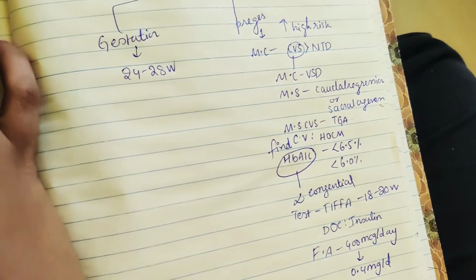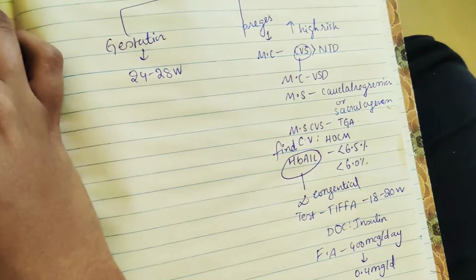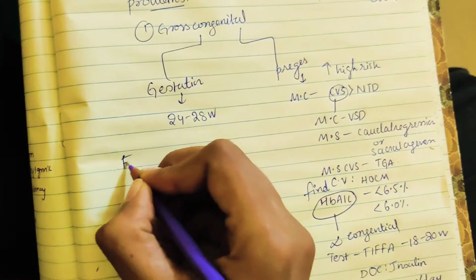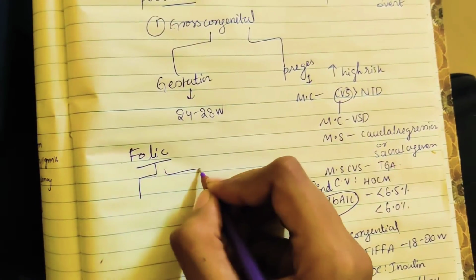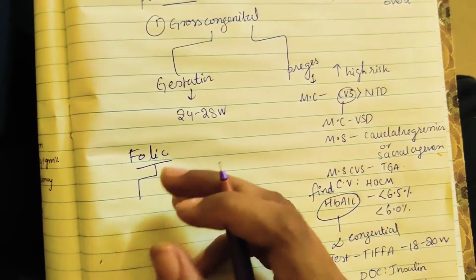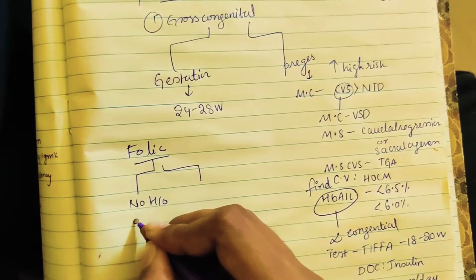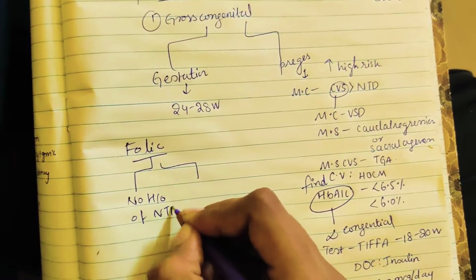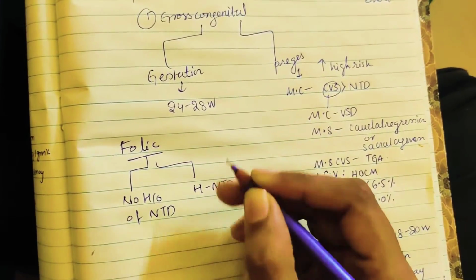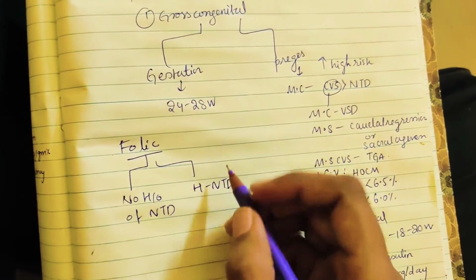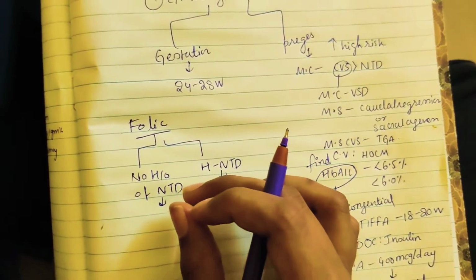Now coming to folic acid supplementation in pregnancy. So how to give folic acid in pregnancy? Let us make it here. Folic acid supplementation is again divided into two types: the females who don't have any history of neural tube defects, and here, those with a history of neural tube defects. In some, in a previous pregnancy they may have had neural tube defects, and in some there are none. So let us divide it.